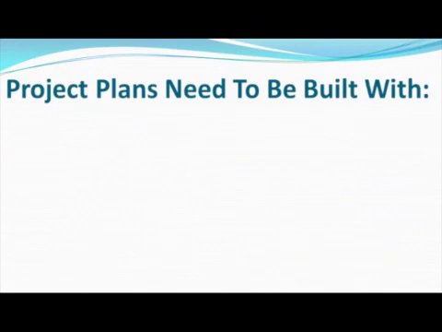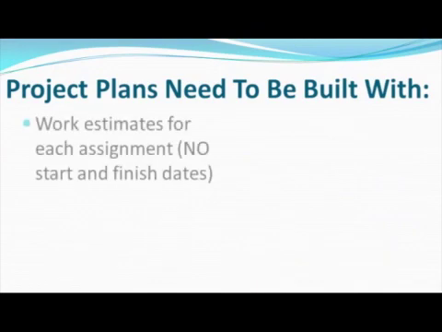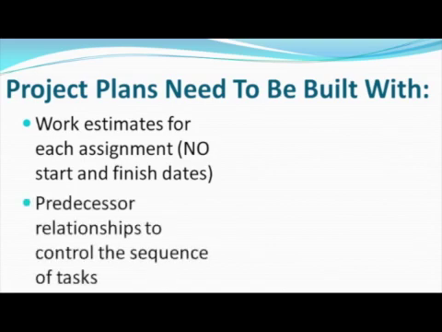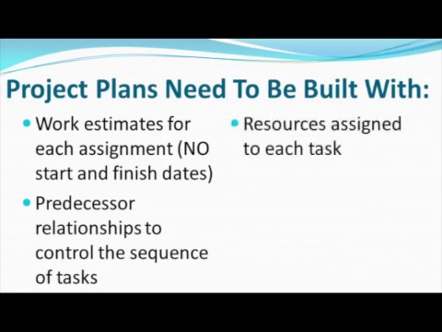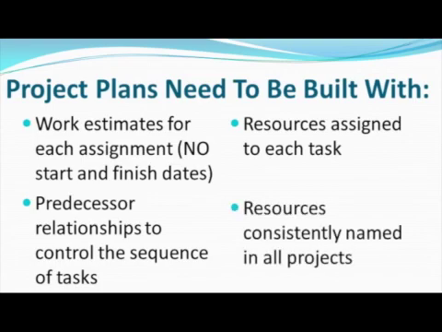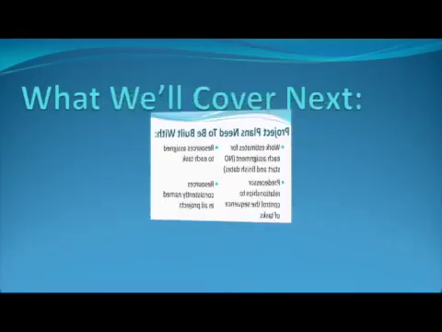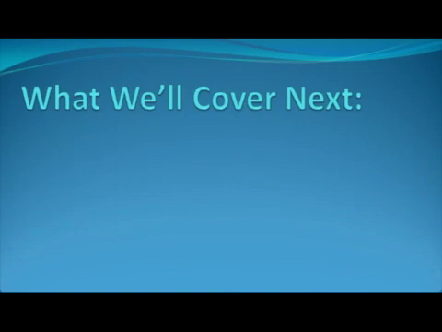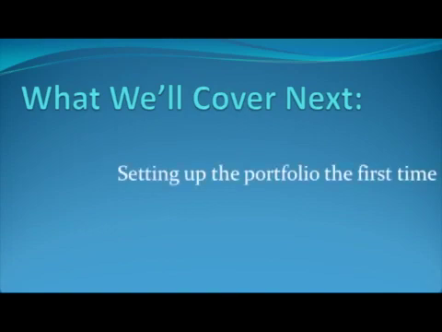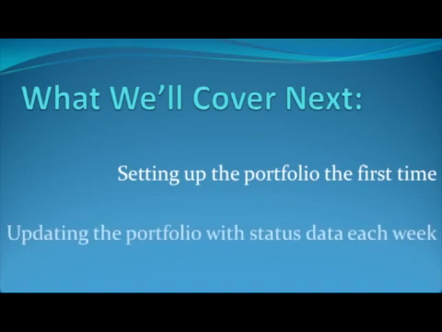With that big picture, keep in mind one key rule of thumb. All of the individual project plans need to be built with work estimates for each assignment, not start and finish dates. Predecessor relationships to control the sequence of the tasks and resources assigned to each task, and the resources consistently named in all projects. In the remainder of this discussion, first we'll cover how we set up the portfolio for the first time. Then we'll talk about how we update it each week.